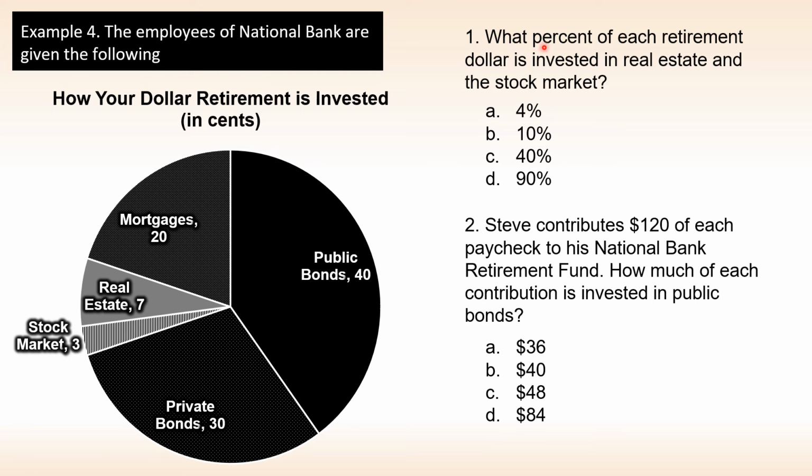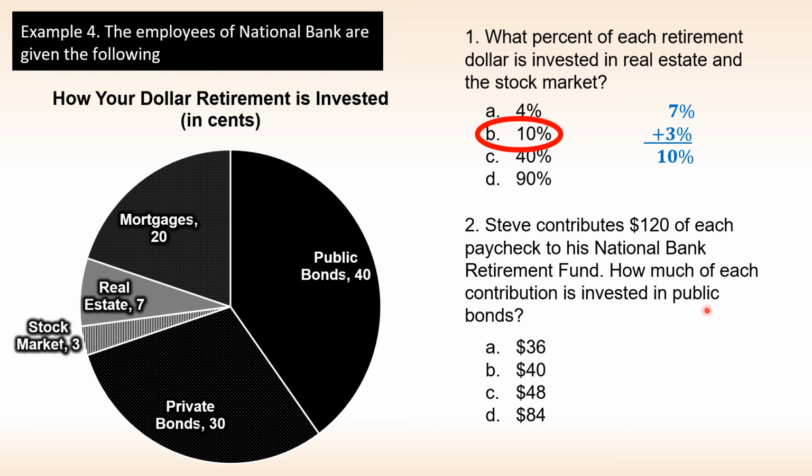Number 1. What percent of each retirement dollar is invested in real estate and the stock market? We have A 4%, B 10%, C 40%, or D 90%. Real estate is 7, stock market is 3. So we have 3 plus 7 equals 10. Our answer is letter B.